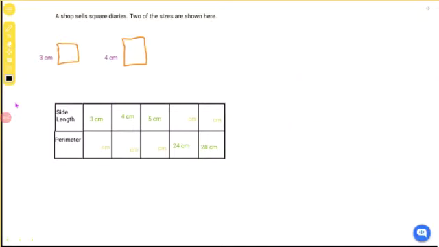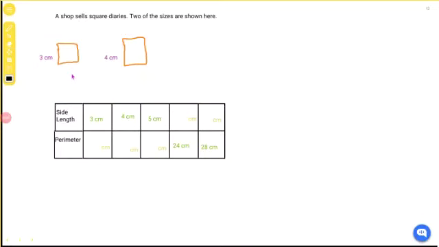And today we are learning about the perimeter of a square. So here, a shop sells square diaries and two of the sizes are shown here. If you can see, we have one diary that's 3 centimetres down one side and another diary that's 4 centimetres down one side. So there's a rule for working out the perimeter of a square. Do you know what that rule is? Have a think about it.